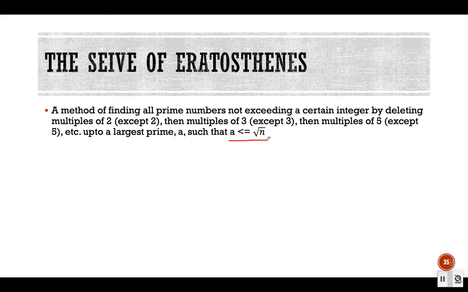So what we are going to do: first, we delete all the multiples of 2, except 2 because 2 is a prime number. Then we delete all the multiples of 3 except 3 because 3 is a prime number, and then all the multiples of 5. We continue up to the largest prime p such that p is less than or equal to the square root of n. Let's see one example.